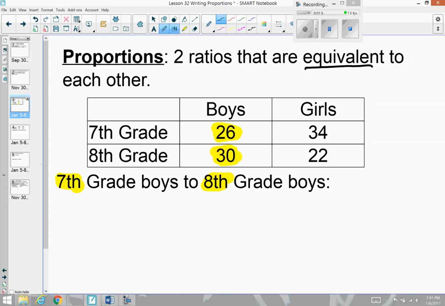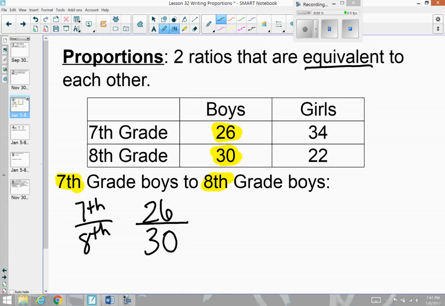So first we need to identify the parts, 7th and 8th grade, by writing down what our units are that we're using. When we get into more complicated ratios, the units will help us know where exactly to place our values. So for the first one, we're given the value that there are 26 boys in 7th grade and 30 boys in 8th grade. We want to find an equivalent ratio to make a proportion out of this.